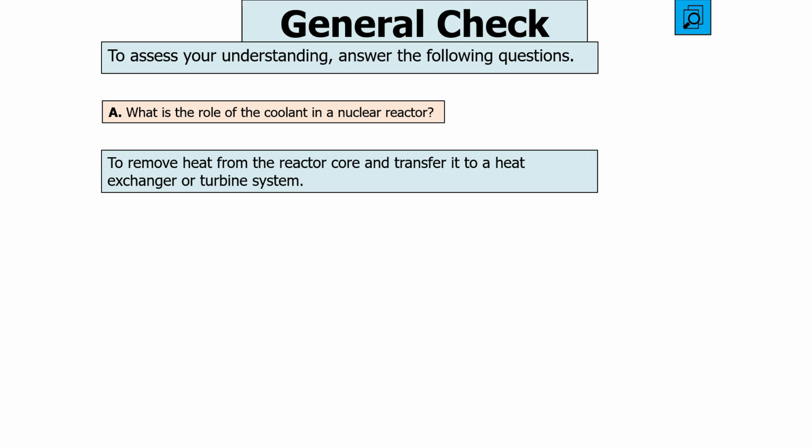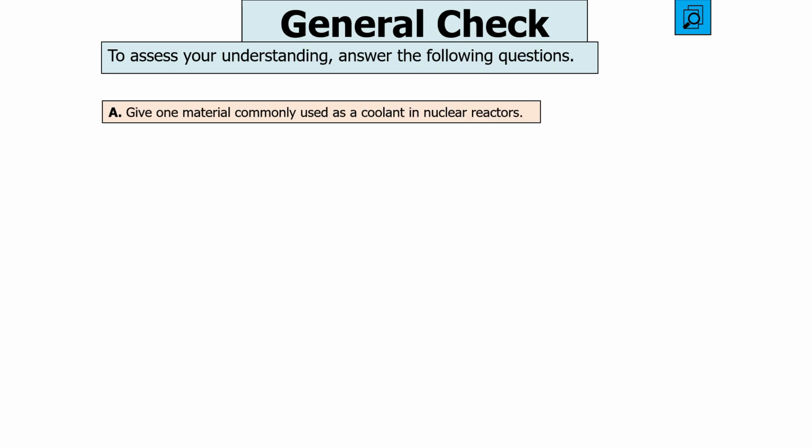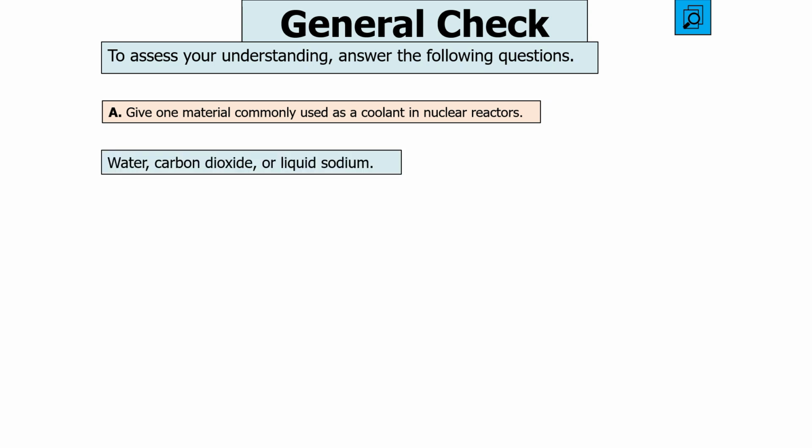What is the role of the coolant in a nuclear reactor? It is to remove heat from the reactor core and transfer it to a heat exchanger or turbine system. Give one material commonly used as coolants in nuclear reactors. Either water, carbon dioxide or liquid sodium.